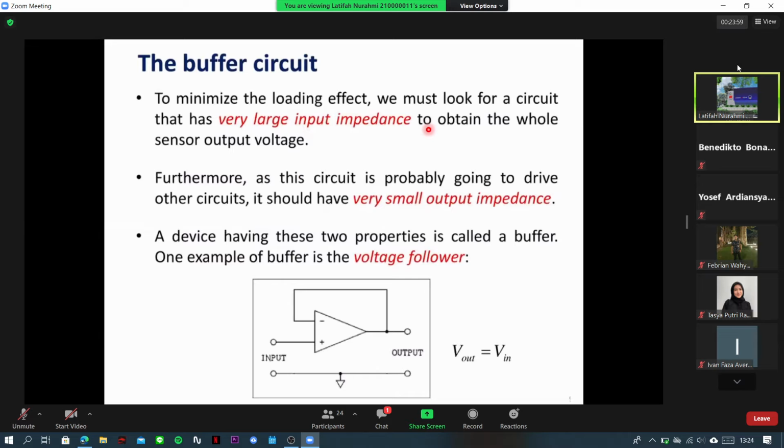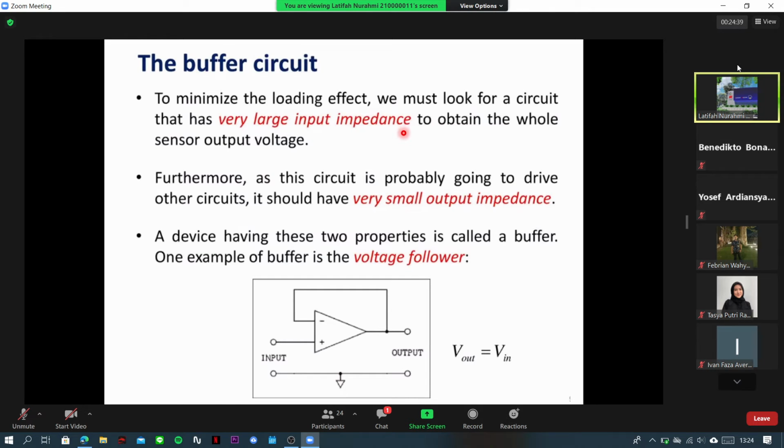the buffer circuit. Remember there are 4 things that we should learn before coming to the actual signal conditioning. So the buffer circuit aims to minimize the loading effect. So we must look for a circuit that has a very large input impedance to obtain the whole sensor output voltage. So if we want to minimize the loading effect, we have to find a circuit having very large input impedance.